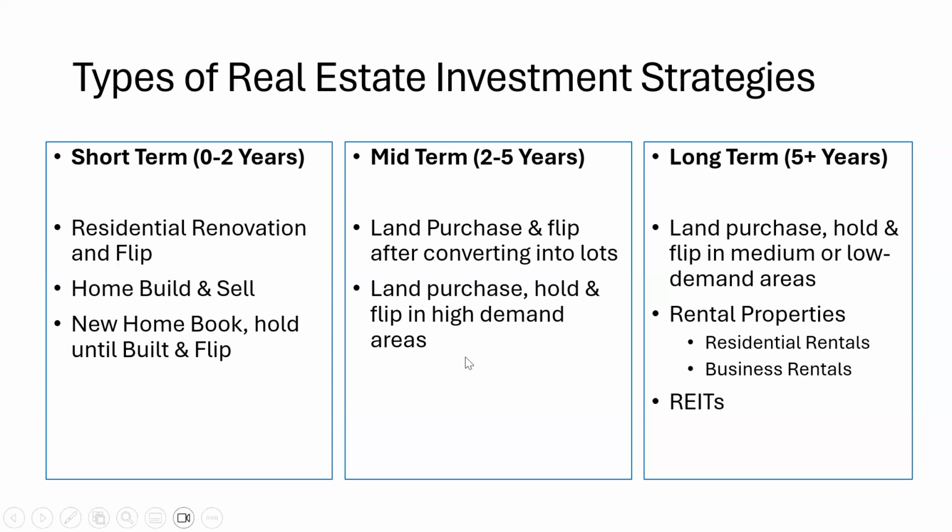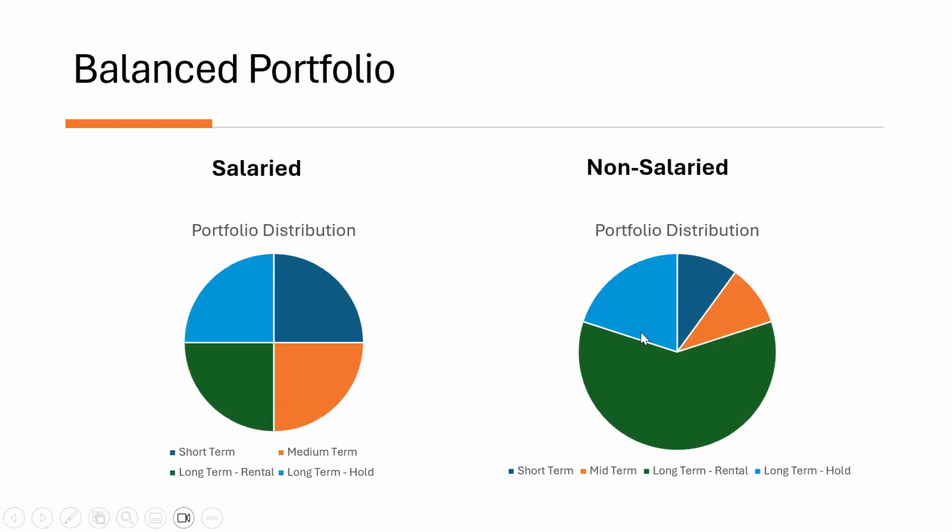Okay, so now in the next slide, what you can see is how you can create a balanced portfolio. In order to create a balanced portfolio, it depends on your profile. If you are a salaried person, working in industry and making a consistent salary, then you can take more risks. In that case, you can have 25% each for short term, medium term, and long term, and you can divide your portfolio accordingly, because you have a consistent salary coming that is good for your living. But for other areas such as investment growth, you can take risks.